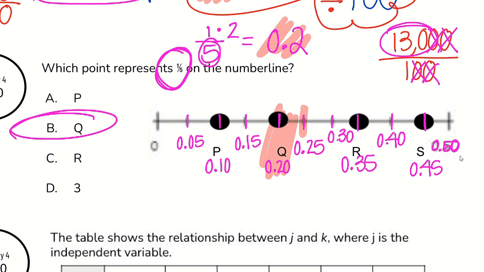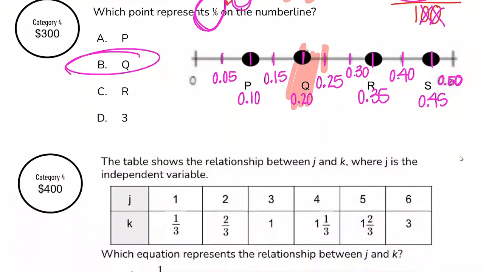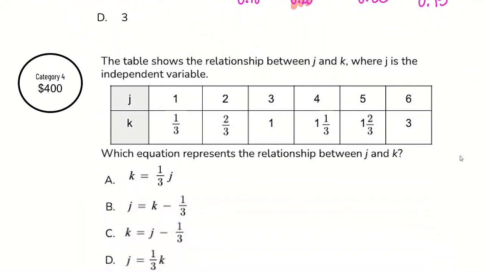And if I didn't know my benchmarks because I didn't want to have less work, I could do net and donkey, but I highly suggest you know your benchmarks. Or if you had a calculator, I guess you could just do that. That's true. Okay, next number.